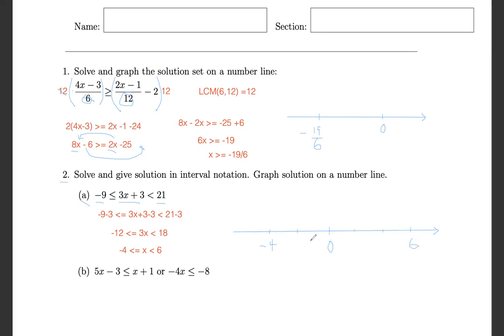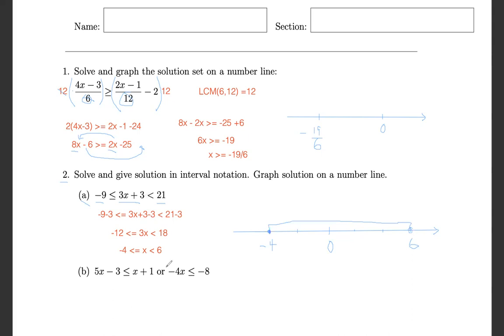And then my x value sits in between those two. I'm including negative 4, which is marked, because of the equal sign there, so I mark a solid dot, a filled circle. I'm not including 6, so I make an open circle. So my solution is in between those two. I just mark like this. So x is in between negative 4 and 6, including negative 4 but not including 6.